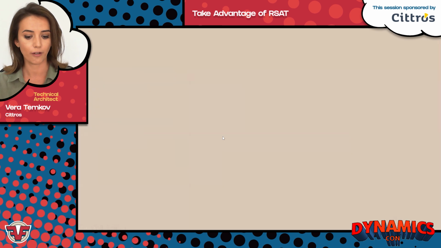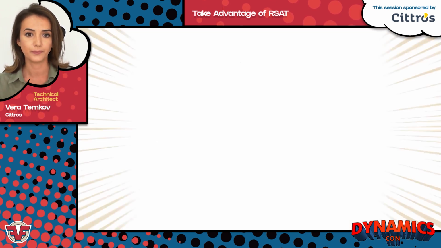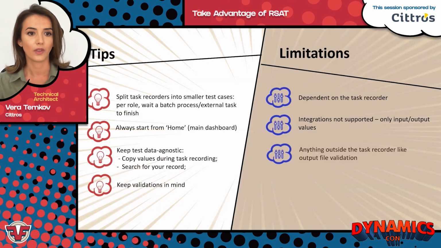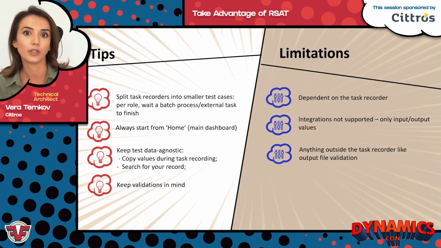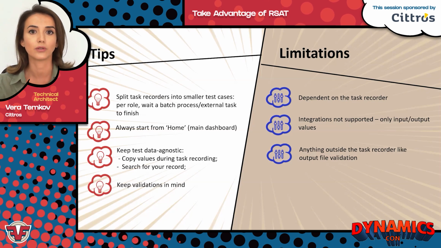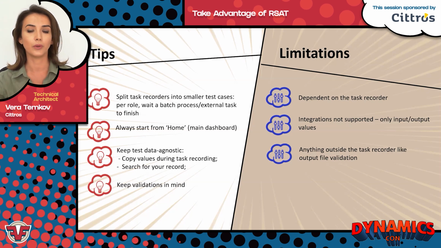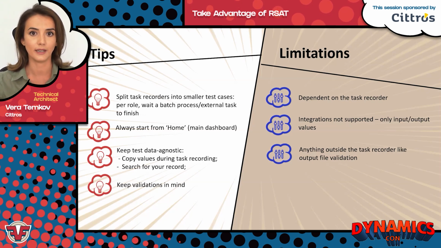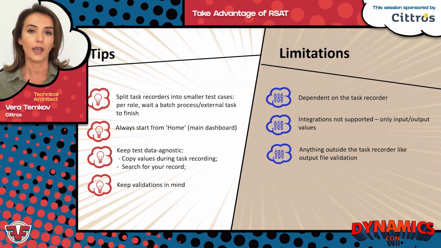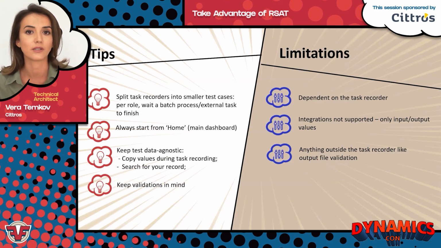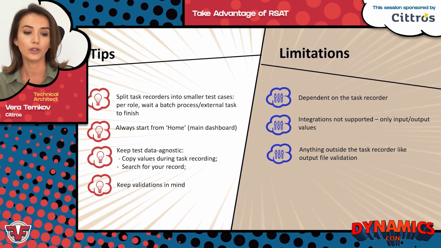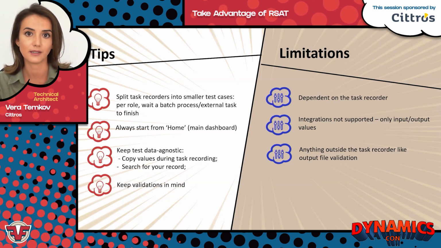Okay, I have prepared some tips and tricks for you. As I mentioned during my demonstration, what is important for you to know before you start doing a task recording? It is important to record them into smaller test cases divided per role, and you should divide them if you have in between a step where you need to wait for a certain batch process to finish or an external task to finish. You should always start from the main dashboard from home, and you want to copy your values during the task recording. So you're not data dependent when you run this test automatically.